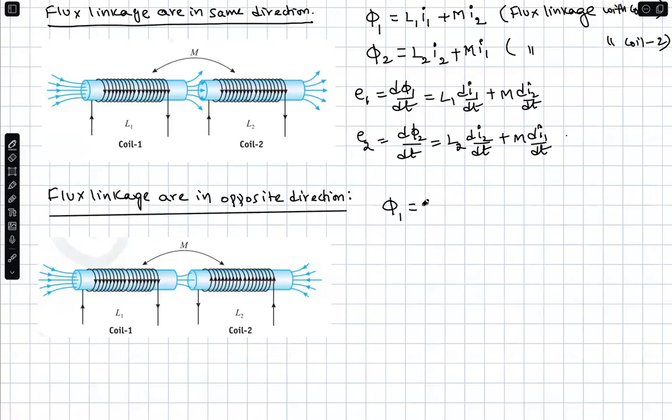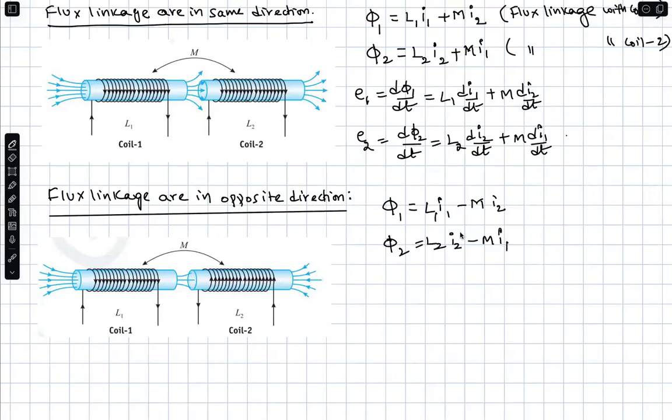So how to write phi 1 now? Can anyone in the class help me? L1 I1 minus M I2. Very good, Aditya, you are super. Similarly, phi 2 is L2 I2 minus M I1.